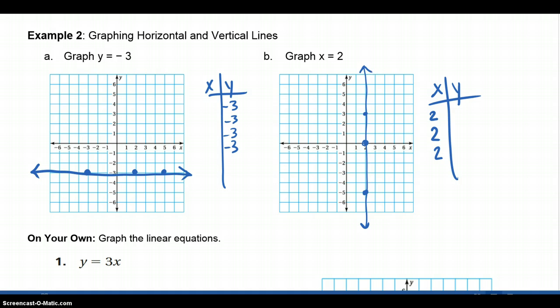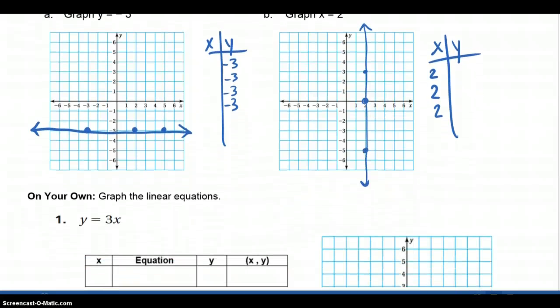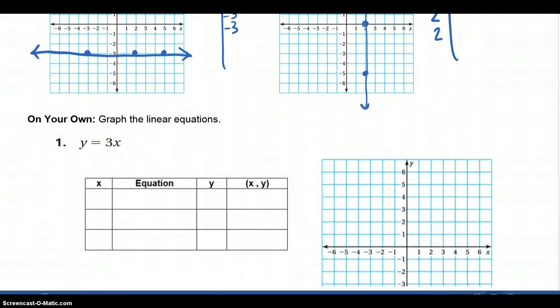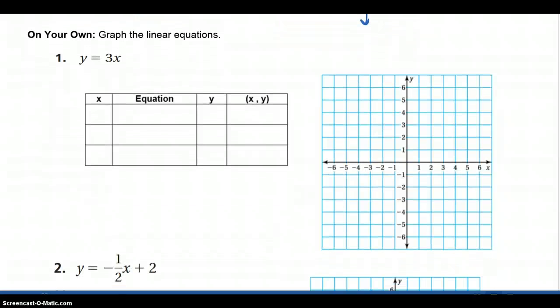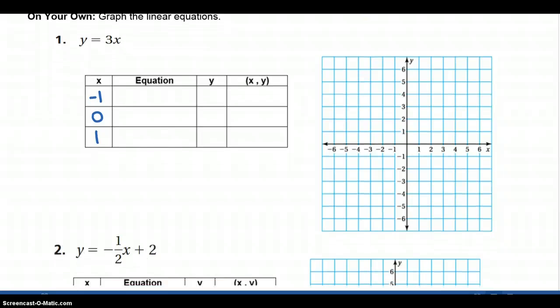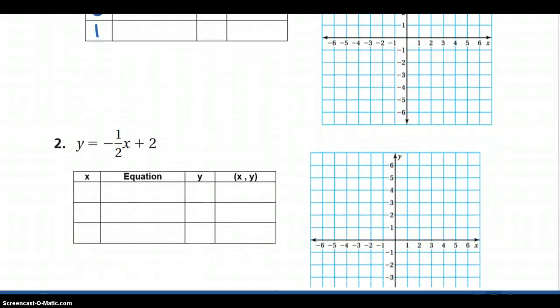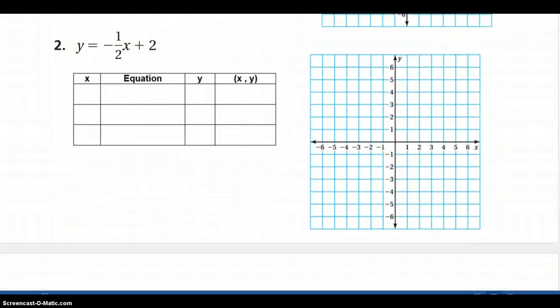Okay, so at this point, you should pause the video, and you're going to do the on your own problems. So what values are we going to use here? We're going to use -1, 0, and 1. You're going to plug those in for x up here, find the ordered pair, and graph it. However, down on number 2, because there is a fraction, you're going to be multiplying your x by a fraction.